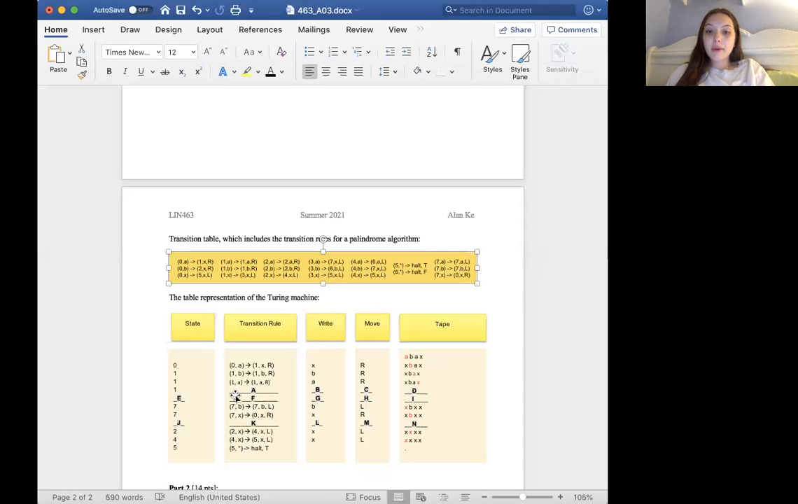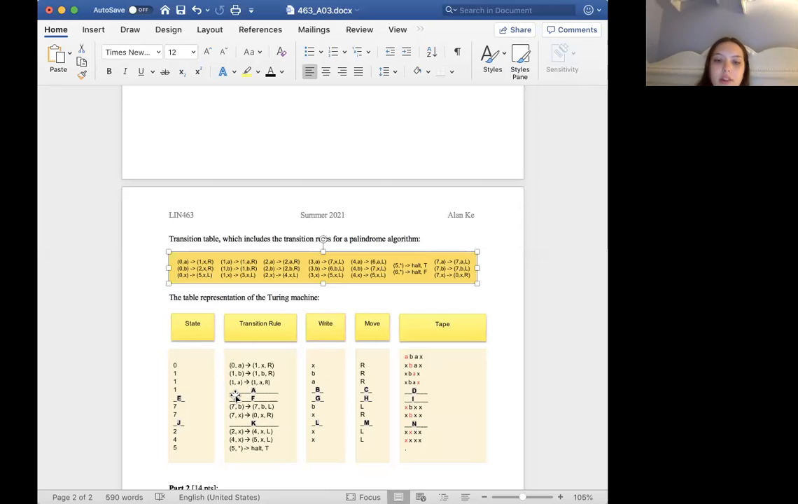So this is how I got my answers. If you take a look at A, we're going to need to determine the transition rule we can use. So we're in state 1. And if you take a look at the tape, you're on the X all the way to the right, which is an empty space, and you want to keep that space empty.